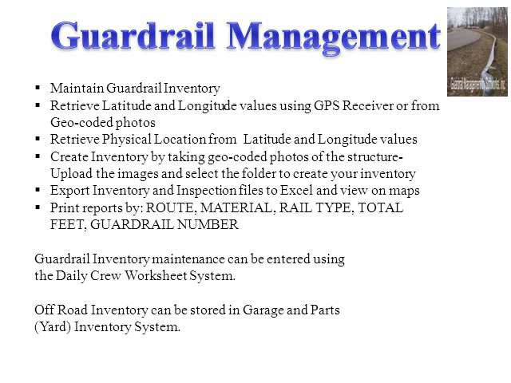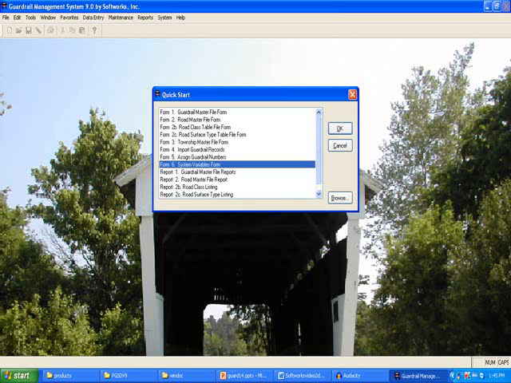The Guardrail Management System maintains your guardrail inventory records. The system interfaces with the Daily Crew Worksheet System and the Garage and Parts Inventory System. Latitude and longitude values can be retrieved from geocoded photos or by using a GPS receiver. A quick start menu will be displayed when you start the program.